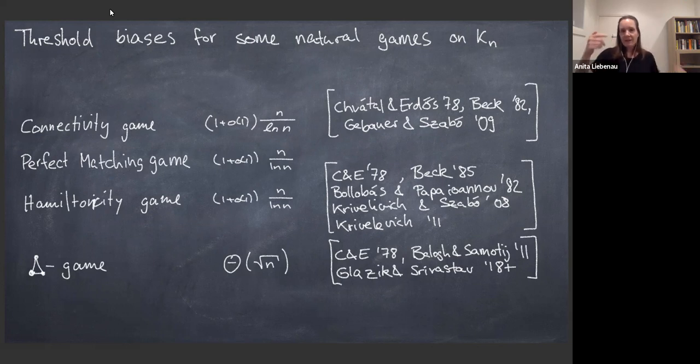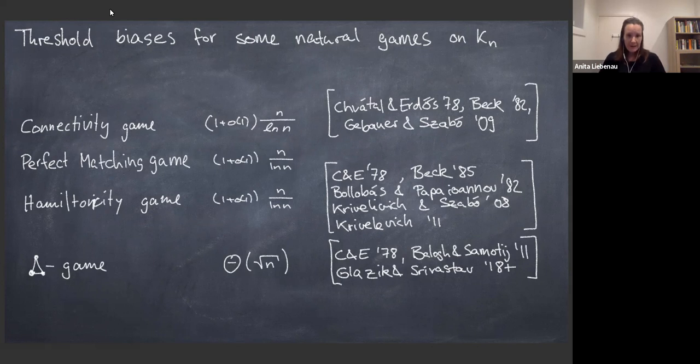And then the other results are consecutively getting maker's bias up there, proving strategies for maker for larger and larger bias until eventually people could prove that 1 plus little o of 1 is the correct constant. That's a famous result for the connectivity game due to Gebauer and Szabó. And for the Hamiltonicity game, that was Krivelevich in 2011. And the perfect matching game just follows from the results for the Hamiltonicity game.